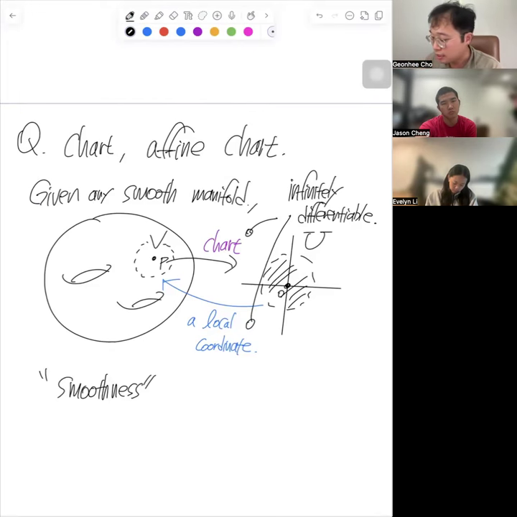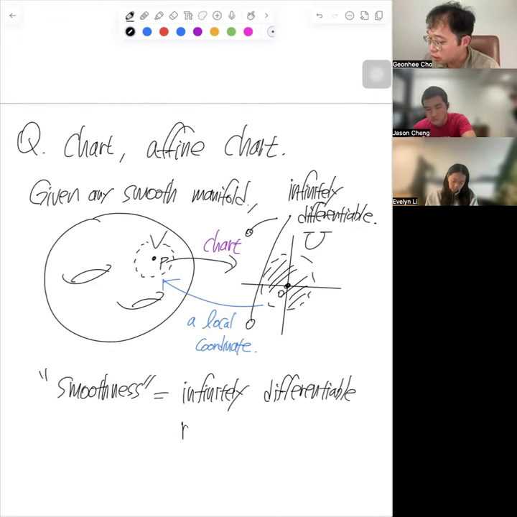Smooth is the same as infinitely differentiable, meaning that you can take the derivative as many times as you want. That's the meaning of smoothness: infinitely differentiable regarding charts and local coordinates.